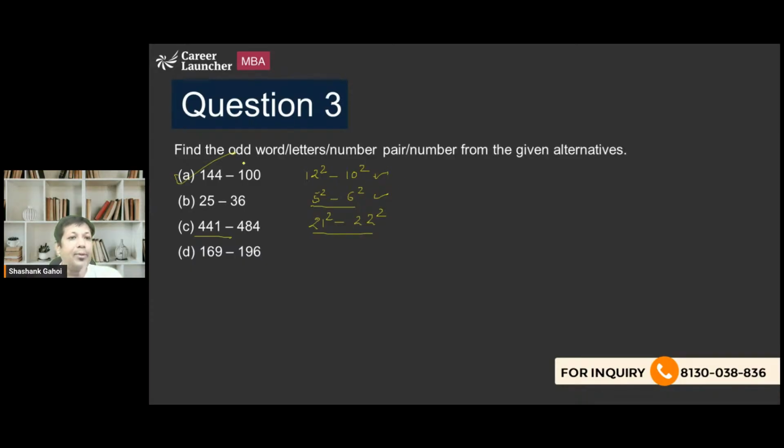To check whether my logic is right, I need to check the fourth one. 169 is 13 square, 196 is 14 square. Again, these two numbers are squares of two consecutive numbers. So whatever I have figured out is perfectly right. My answer is definitely going to be option A, that is 12 square and 10 square, because these two squares are not of consecutive integers. Fair enough. Let's move on.